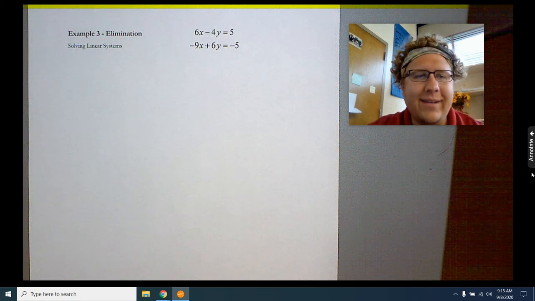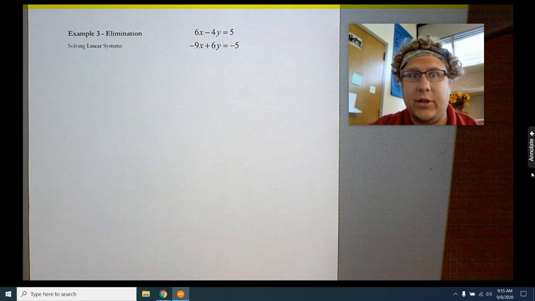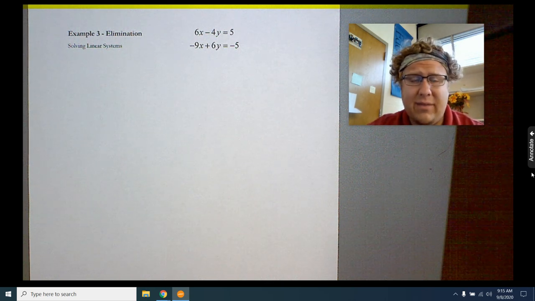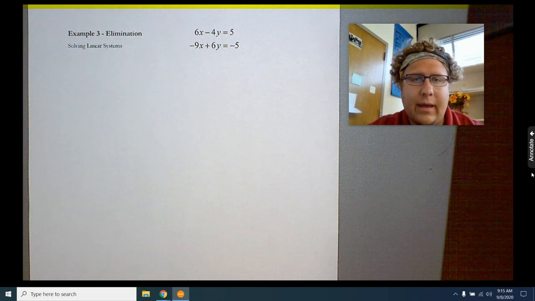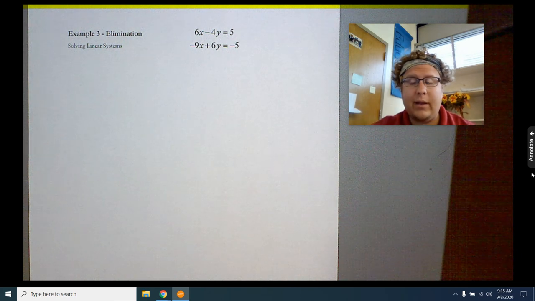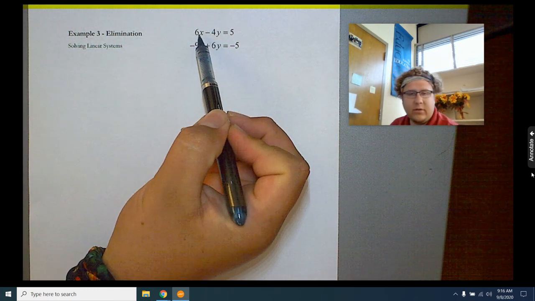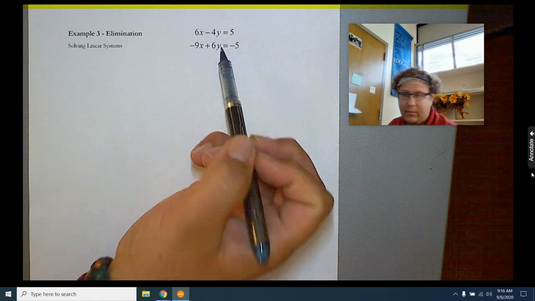Welcome back, everybody. Now we are going to solve a system using the elimination method. And the idea behind the elimination method is exactly what it sounds like. We're looking to eliminate something. And what are we eliminating? That's one of the variables. So I'm going to look to add or subtract these two equations so that one of the variables is eliminated.